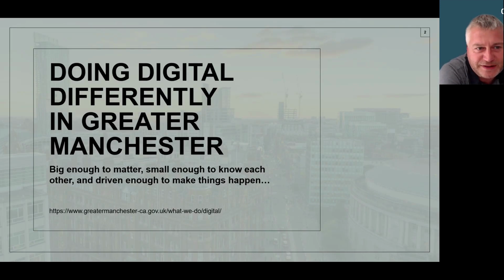So Greater Manchester is a city region, we like to do things differently. We do have a fairly unique conurbation. From a size perspective, a population around 2.9 million, we feel like we're big enough to matter on a national and international stage. But we're also small enough and well connected to know each other as the disparate organisations that work in the city region. And we're really driven to make things happen.